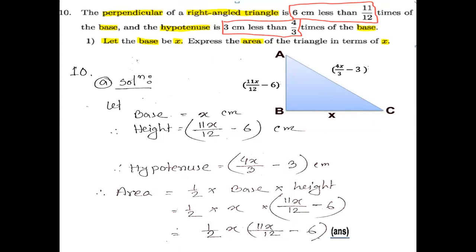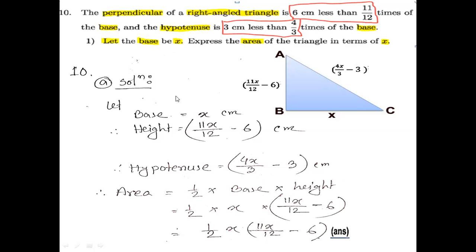One CQ for you, that is very easy, you just need to understand what is happening here. Here is given the perpendicular of a right angle triangle is this. The perpendicular is 6 centimeter less than 11 by 2 times of the base, and the hypotenuse is 4 by 3 times of the base minus 3.